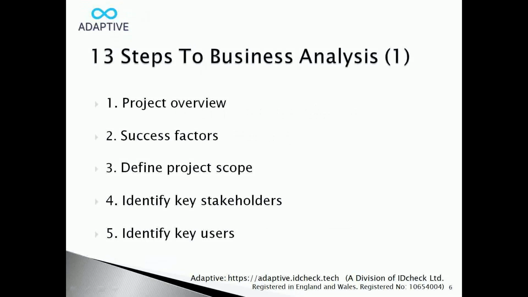Here is a 13-point plan on how to perform business analysis. First, provide a project overview. Set the vision, objectives, and context. Set out the success factors. Determine any KPIs, key performance indicators, to deem the project a success.